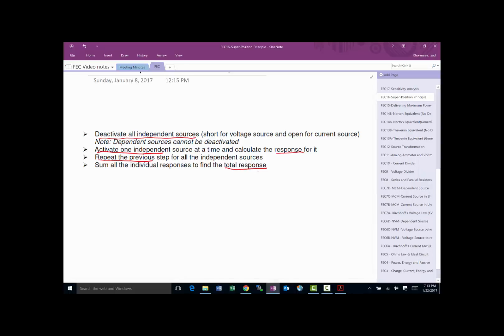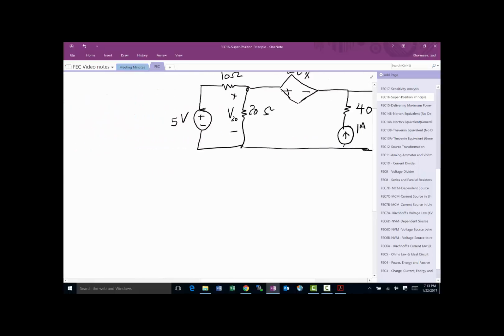But before we go there, I just want to remind the listener that when we say we are deactivating a voltage source, we're saying that we want the V to go to zero, which means we want to short it. And when we say we want to deactivate a current source, we are saying that I has to go to zero, and therefore we have to open it to guarantee that's the case. So let's take a look at this circuit, for example.